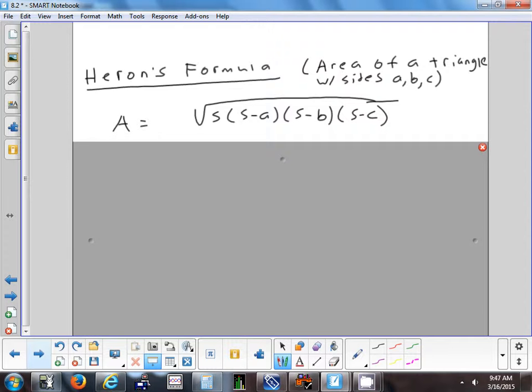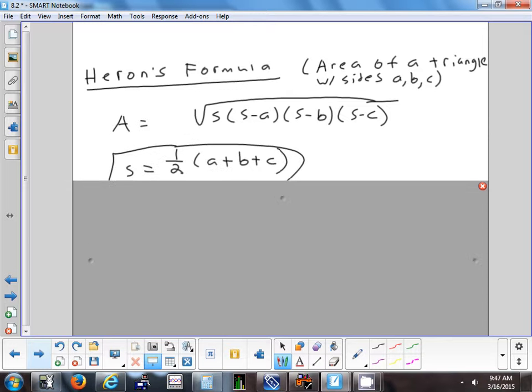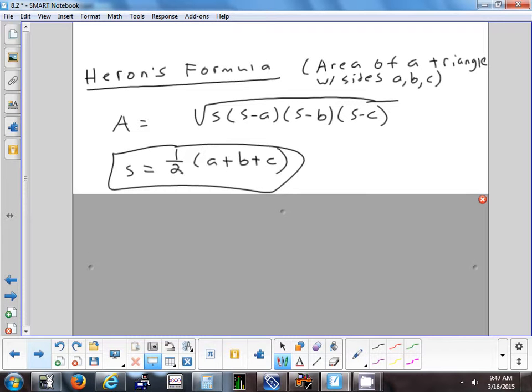And this is called Heron's formula. It gives you a formula for the area. It's the square root of s times s minus a times s minus b times s minus c. Well, we know what a, b, and c are. Those are the sides. But s is half of all the sides added together.